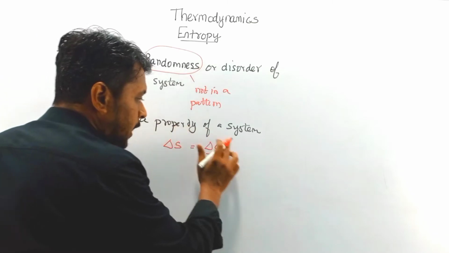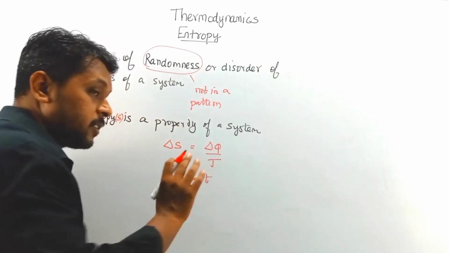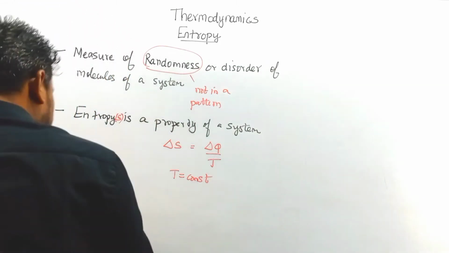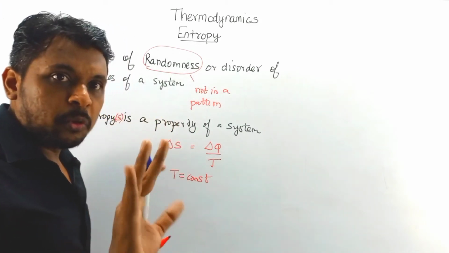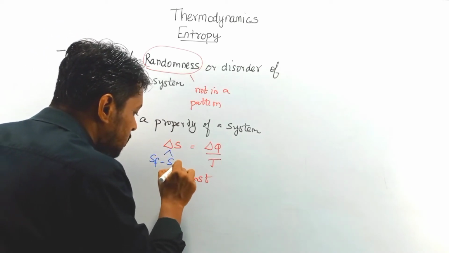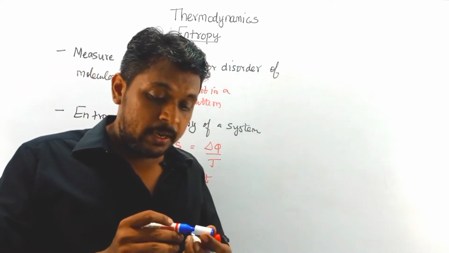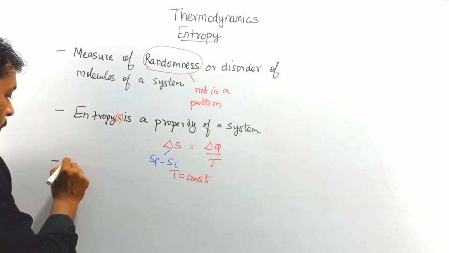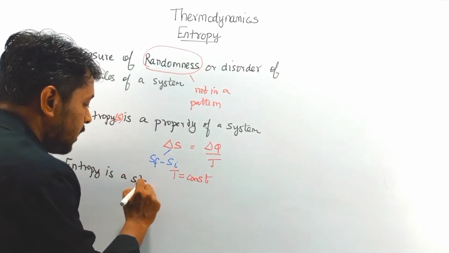This equation is taken where the temperature is constant, or the absolute value of temperature is taken. Here we see that we have only change of entropy. We do not mention anywhere an absolute value of entropy. Only there is change of entropy, which means final value minus initial value. It represents final value minus initial value, because entropy is a state function.